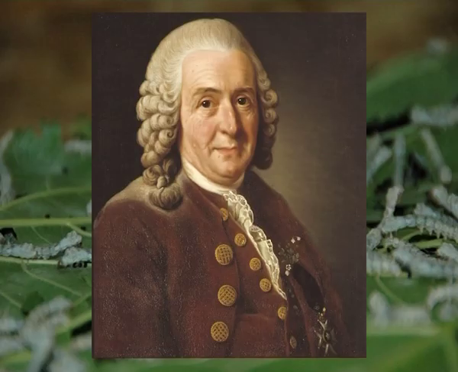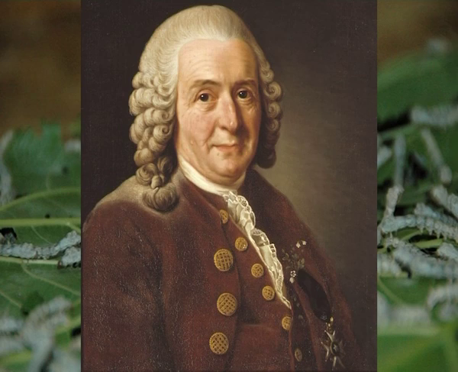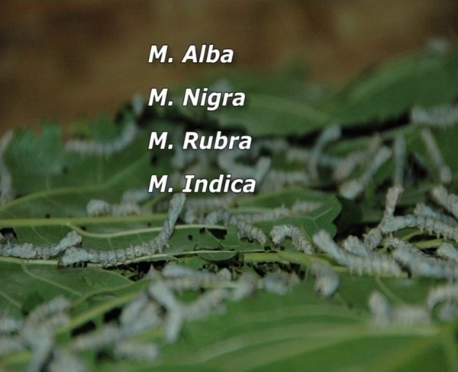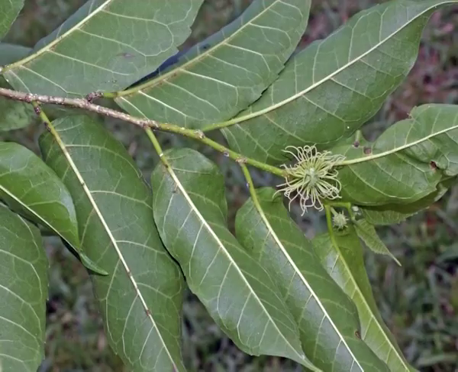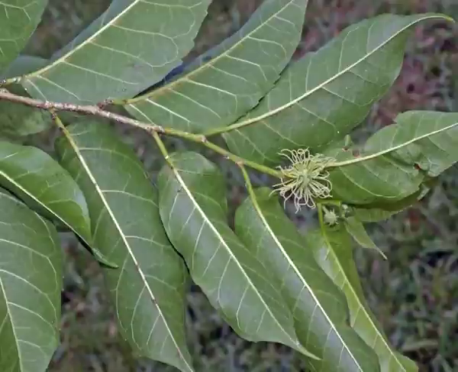Mulberry belongs to the genus Morus of the family Moraceae, the biggest family in the order Urticales. Linnaeus established the genus Morus with 7 species, namely: Morus alba, Morus nigra, Morus rubra, Morus indica, Morus tartarica, Morus papyrifera and Morus tinctoria. The last two species were later considered to represent distinct genera, Broussonetia and Chlorophora respectively.